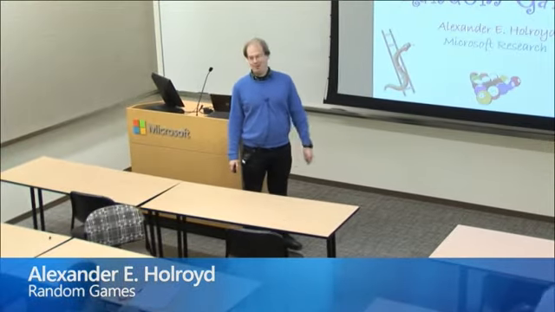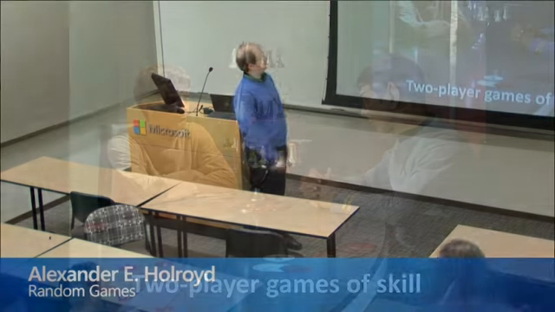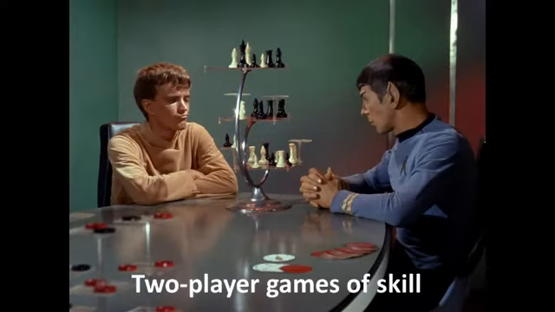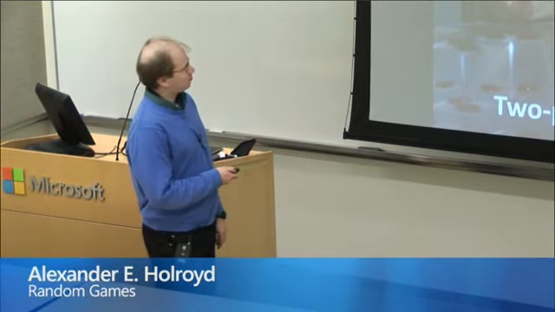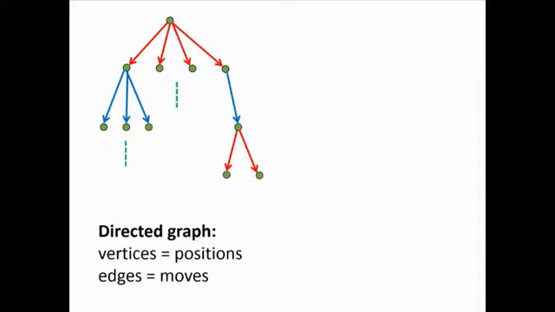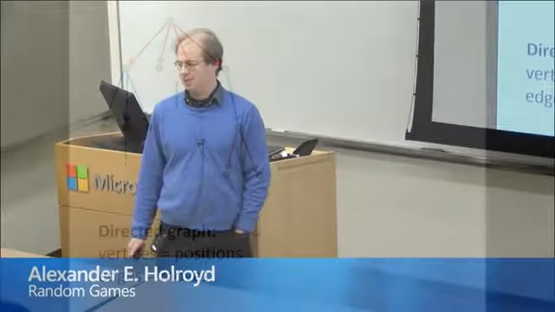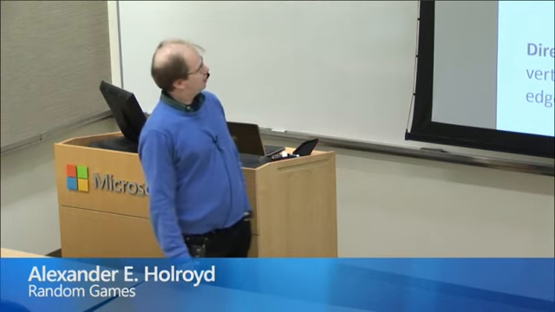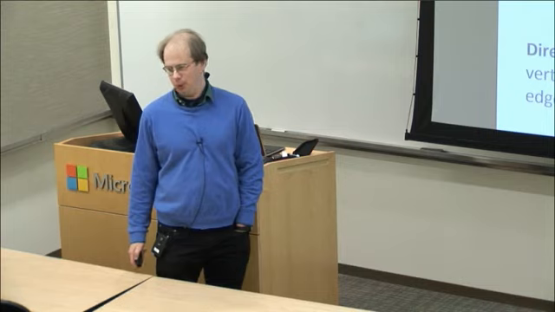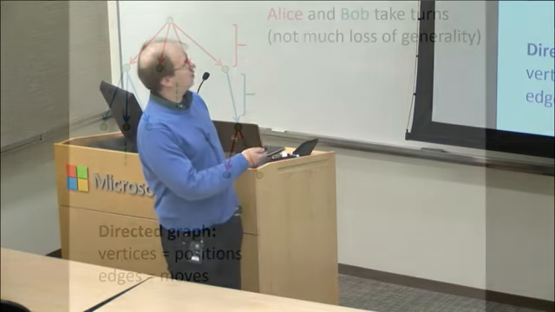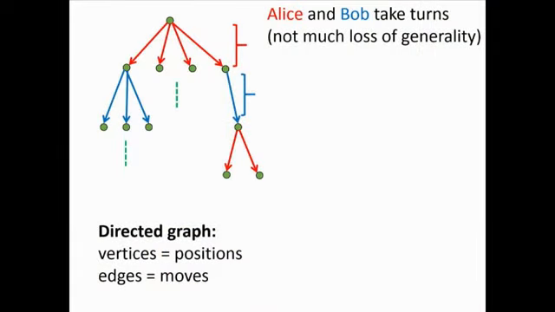So, random games. I want to imagine two players compete in a game of skill. How might you model this mathematically? You have a directed graph of positions. The vertices of the graph are positions of the game, and the edges represent moves. And you have two players. So maybe you start at this position, and then Alice moves first.